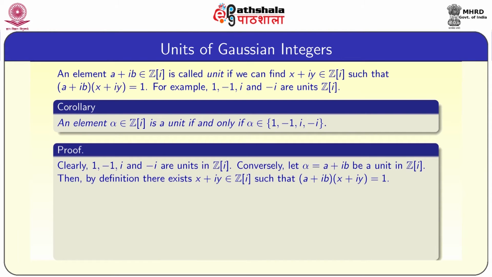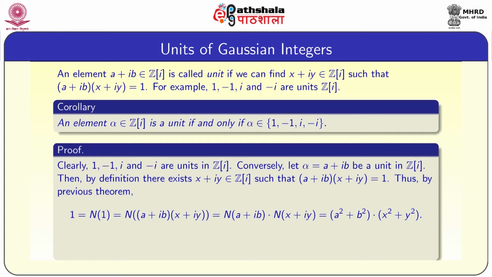Conversely, let us take alpha equal to a plus ib to be a unit in Z of i. Then by definition there exists x plus iy belonging to Z of i such that (a plus ib) into (x plus iy) is equal to 1. So, by the previous result, norm of 1 is equal to 1. So, norm of 1 is equal to norm of (a plus ib) into (x plus iy), but norm is multiplicative, that is what we saw in theorem 3. So, this is equal to norm of (a plus ib) into norm of (x plus iy), but norm of a plus ib is a square plus b square, and norm of x plus iy is x square plus y square. So, (a square plus b square) into (x square plus y square) is equal to 1.